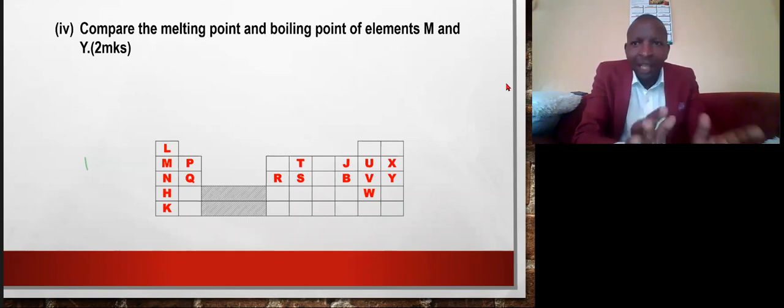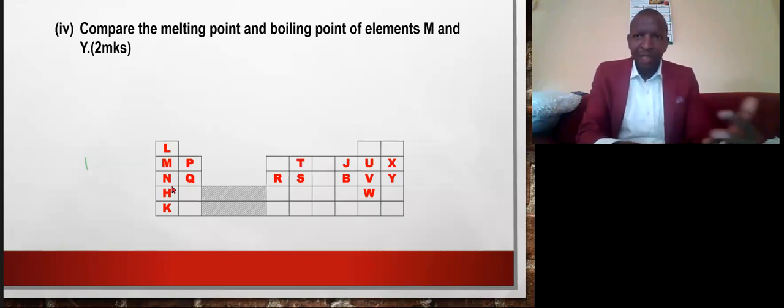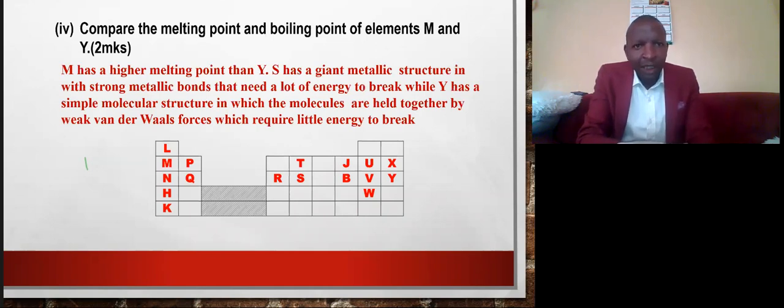Good. I think that kind of analysis is very important. Good, Jesse. So when you compare M and Y, look at what kind of structure. M is giant metallic, Y is simple molecular. You start: M has a higher melting point than Y because M has a giant metallic structure with strong metallic bonds, while Y has a simple molecular structure with weak van der Waals forces.